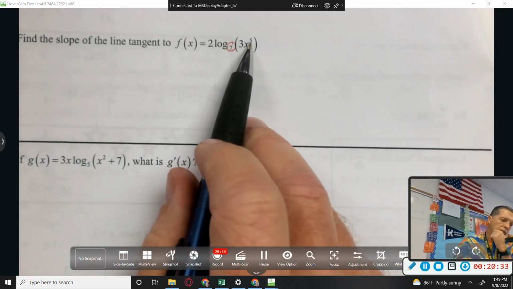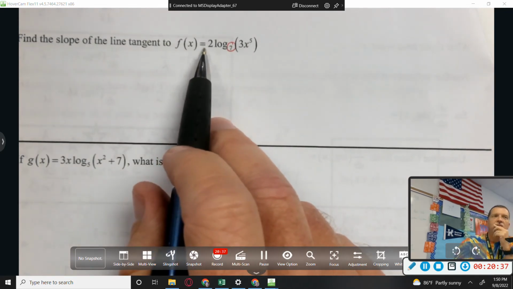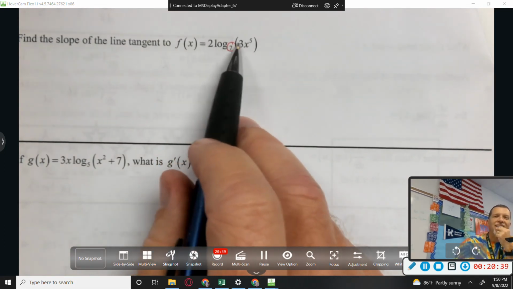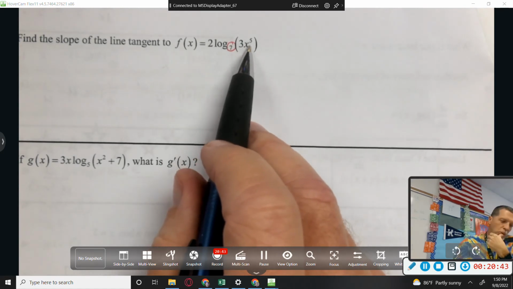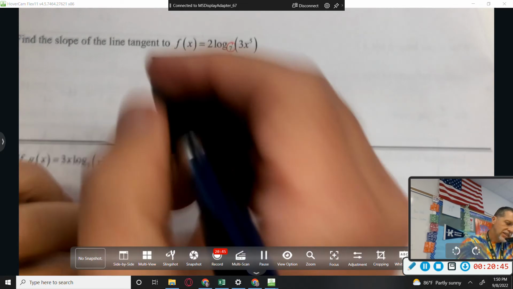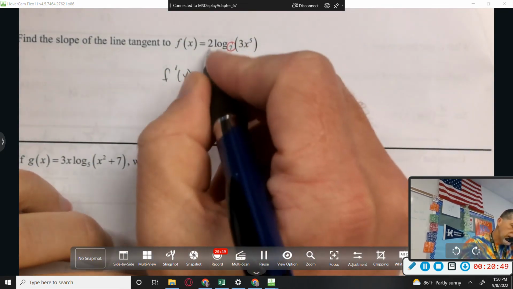What do you think about taking this 5 and moving it out front? Okay. Wait, no, we can't do that. Why not? Because it's not on the entire 3x. Yeah. So I would like to, but I cannot. No touching. So f prime is, so I'll leave the 2.